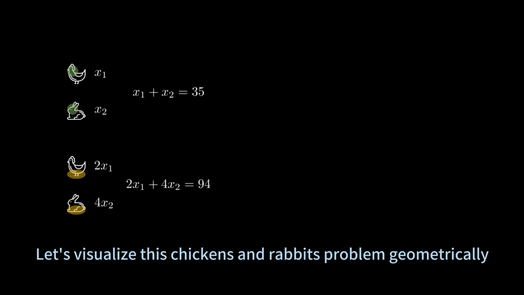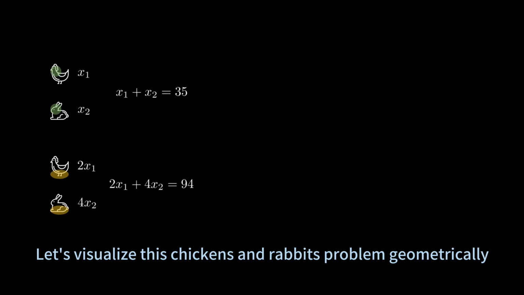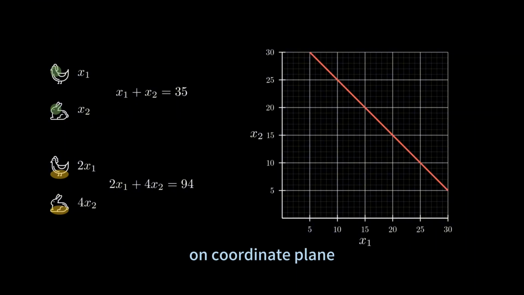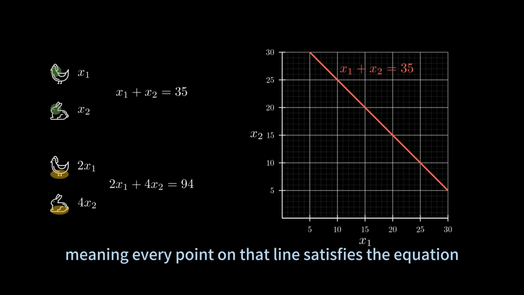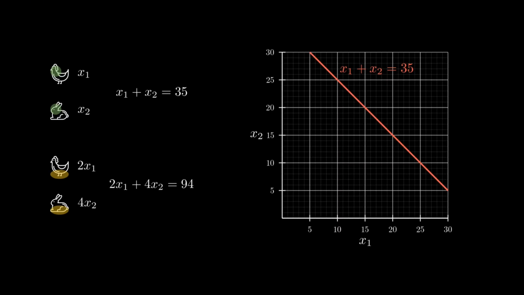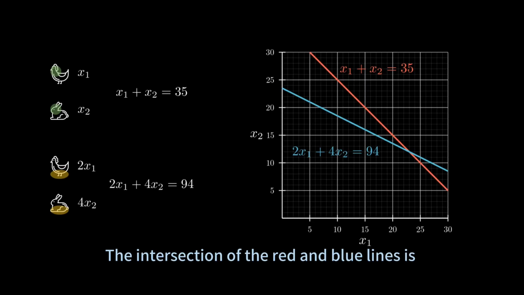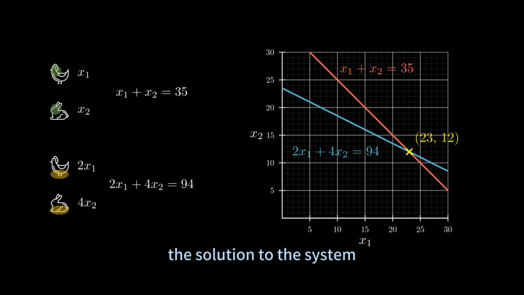Let's visualize this chickens and rabbits problem geometrically. Each linear equation represents a straight line on the coordinate plane. The red line represents x1 plus x2 equals 35, meaning every point on that line satisfies the equation. The blue line represents 2 times x1 plus 4 times x2 equals 94. The intersection of the red and blue lines is the solution to the system.